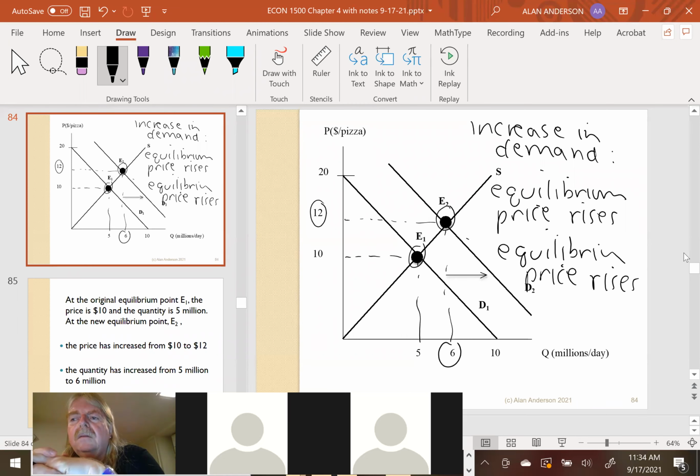All right, so it's like any business. All of a sudden, the demand for your product goes up. You're going to want to sell more units, but your costs will go up most likely. So you'll have to raise your price, but you still can sell more units at the higher price.